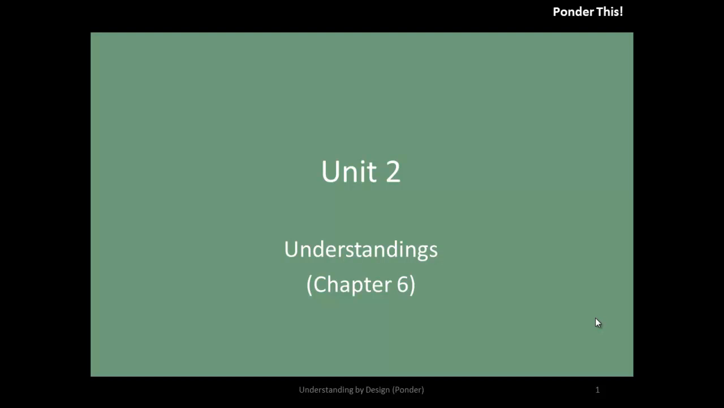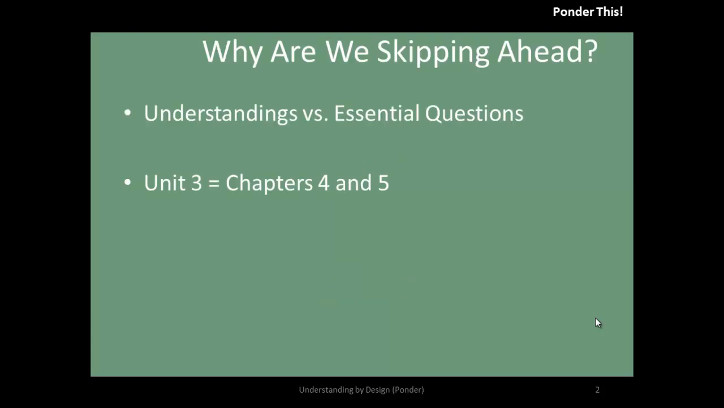Alright, we're going to go ahead and jump into unit number 2 now with understandings. And this is also chapter 6 in your text. And your first question is probably going to be, well, what happened to chapters 4 and 5? Well, we're skipping ahead for a couple reasons. So we're going to do the understandings first, the essential questions next. So unit 3 is actually going to go back and take care of chapters 4 and 5.